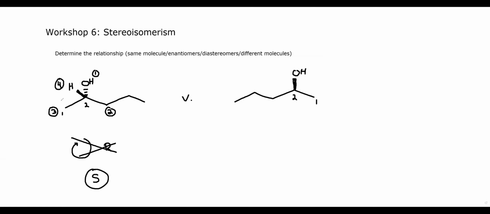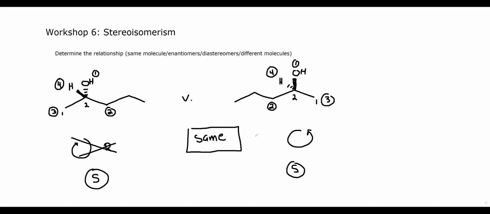Alternatively, once you label your groups 1 through 4, you can simply flip the molecule to put the hydrogen in the back and then count 1, 2, 3, determine R or S. Either way is perfectly fine. So this one is S over here. This one's nice because the hydrogen is already in the back. That's group 4. And then looking at our other groups, 1, 2, and 3, we see that we have counterclockwise, which is S. So again, these are the same molecules, just drawn differently, just drawn from a different perspective.